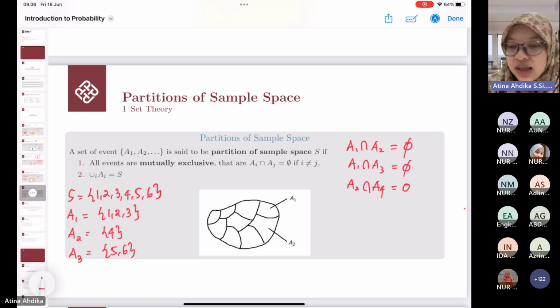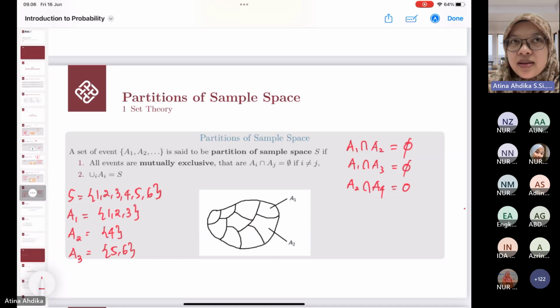So A1, A2, and A3 are the partitions of sample space because there is no intersection between A1 and A2, between A2 and A3, and between A1 and A3. And then the union of A1, A2, and A3 form a sample space.